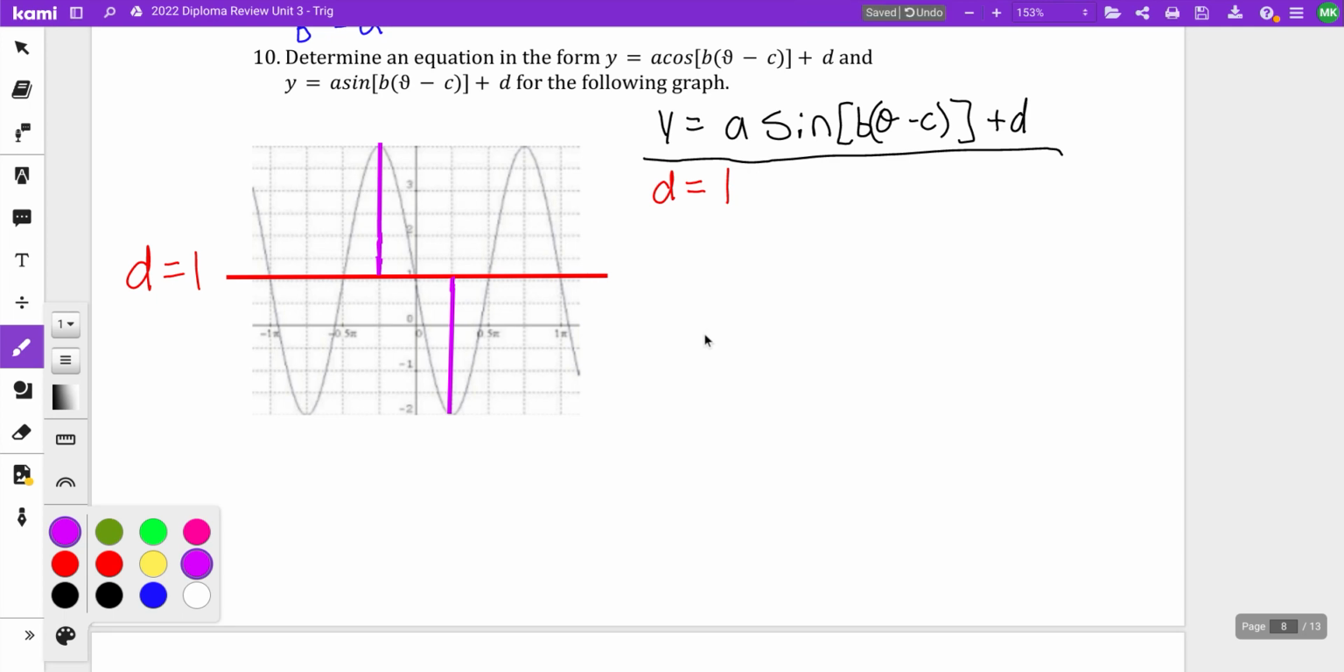Perfect. My amplitude is the distance from the middle to the top or distance from the middle to the bottom, because it's the same distance. My A value is not 6 here. Just be aware of the scale, right? This scale is going up by 0.5s. This is 0.5, 1, 1.5, 2, 2.5, 3. It's a distance of 3. It's the same distance of 3 to the bottom. 0.5, 1, 1.5, 2, 2.5, 3. Distance of 3. Perfect. Let's do B value next.